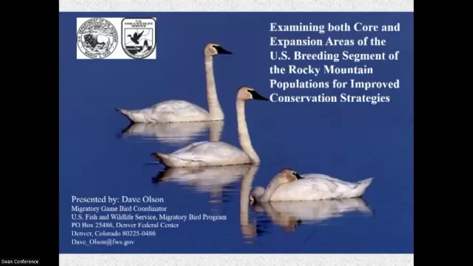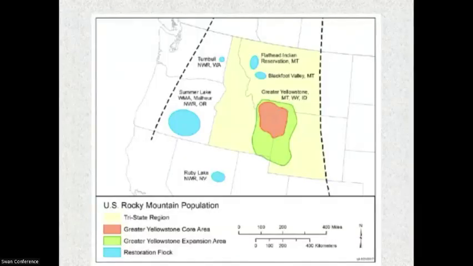Today I'm going to be talking about this core and expansion area. I'm going to examine both these areas and what they pertain to for the Rocky Mountain population in terms of conservation strategies. So the area I'm going to focus on is right here. The red is the core, the green is the expansion.